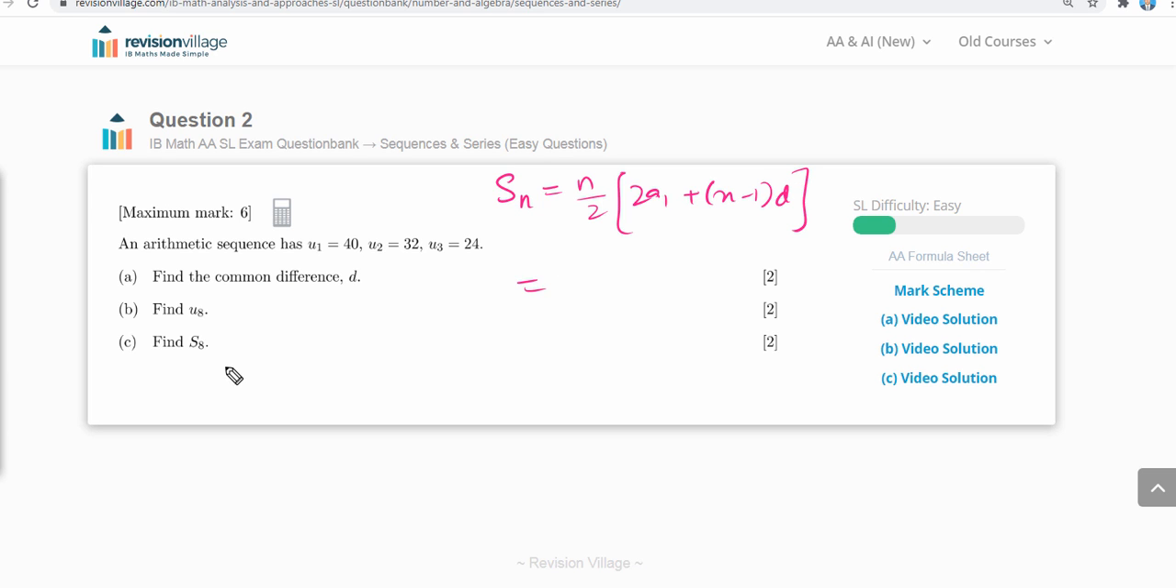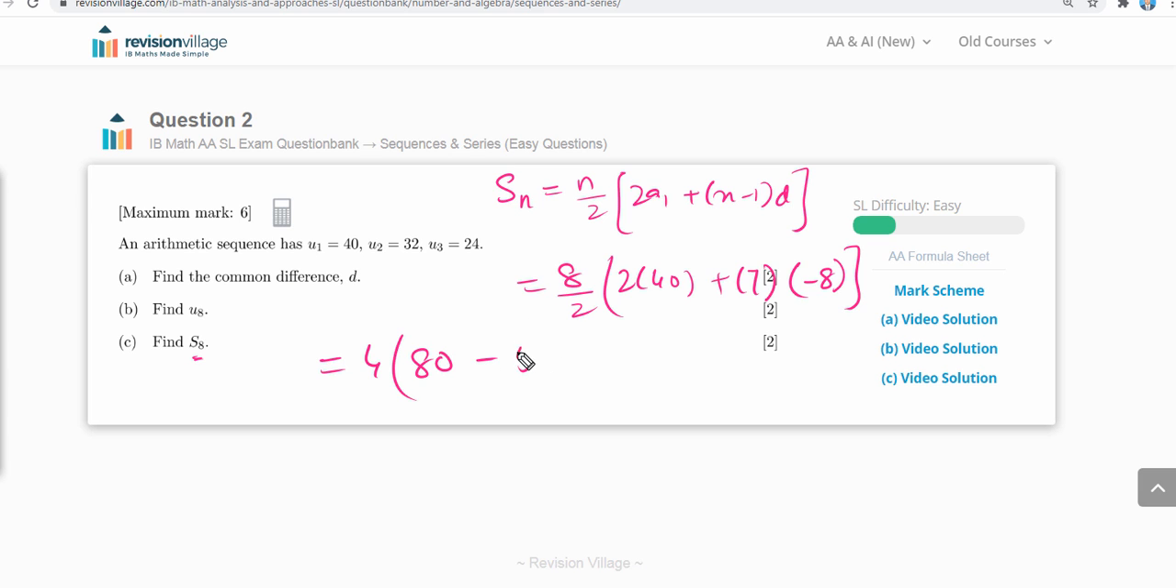Alright, so the number of terms is 8, so I'll write it as 8 over 2 times 2a1, so it will be 2 times 40 plus n minus 1, which is 7, and the common difference is negative 8. So it will become 4 times 80 minus 56. So my sum will become equal to 4 times 24, and 4 times 24 is equal to 96. So the sum of the first 8 terms will be equal to 96. So these are the answers for parts A, B, and C.